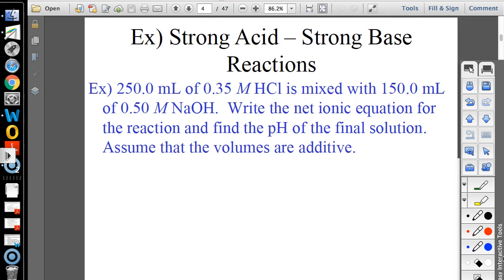Anyway, we have 250 milliliters of 0.35 molar hydrochloric acid, and that's a strong acid, right? And your head should be like, okay, that's completely dissociating. With 150 milliliters of 0.5 molar sodium hydroxide. Write a net ionic equation for this reaction and find the pH of the final solution. So here's the deal. These are not equal molar, as in I can already eyeball this and tell you that I don't have the same amount of H's as I do OH's. So I'm going to have to do some math, and when it's like this, you should do a BCA table.